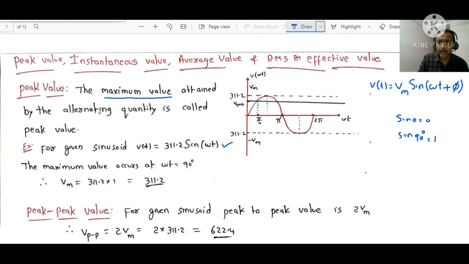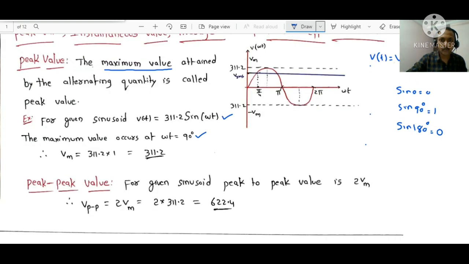And sine of 180 degrees, that is pi, is again 0, right? Like this we will get the maximum value at omega t equal to 90 degrees. Now its value is 311.2 for this given waveform. That simply indicates the peak value, very clear. So if you are asked, peak value means the maximum value attained by the alternating quantity is called the peak value.